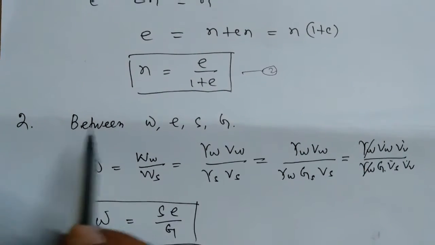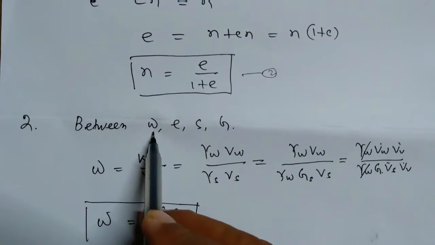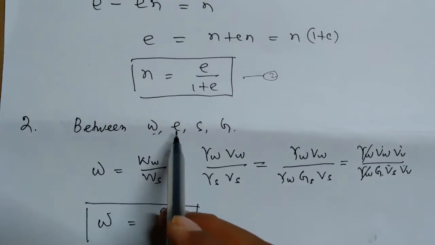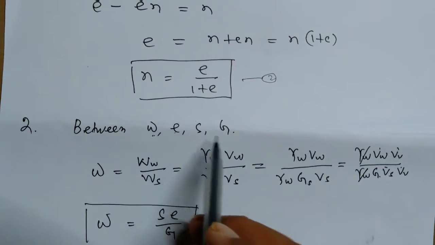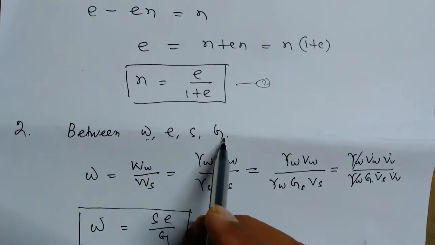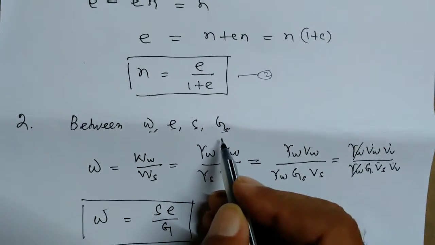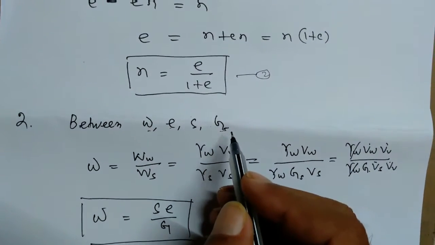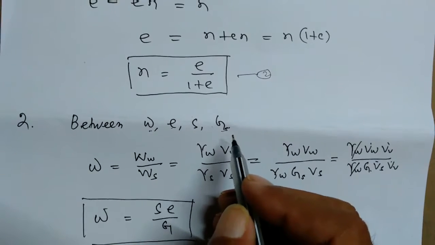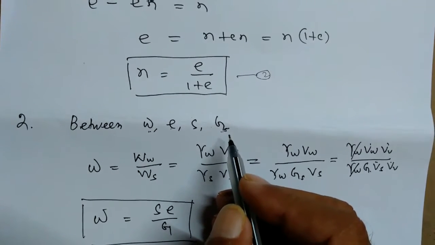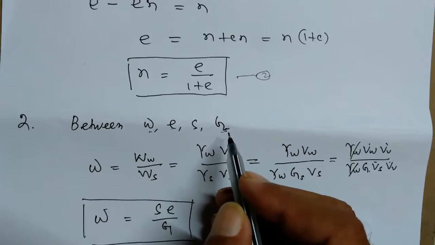One more relationship between omega, that is small w, water content, void ratio, degree of saturation, and specific gravity of solid. See, specific gravity of solid Gs is more commonly written simply as G, because Gm is of no use, no importance. So all G's are supposed to be only Gs.